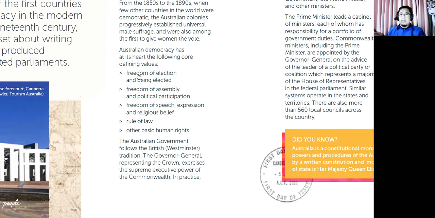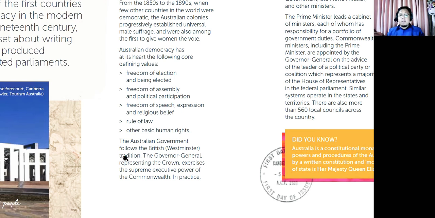Pertama adalah kebebasan, freedom. Freedom ini maksudnya kebebasan, tapi bukan kebebasan dalam hal kebebasan absolut ya. Kebebasan dalam memilih dan juga dipilih, kebebasan untuk bersatu, berkelompok, berkumpul, dan juga dalam hal partisipasi politis, kebebasan dalam berpendapat, kemudian ekspresi dalam berekspresi, dan kebebasan dalam hal keyakinan secara keagamaan. Rule of law, dan terakhir adalah other basic human rights.